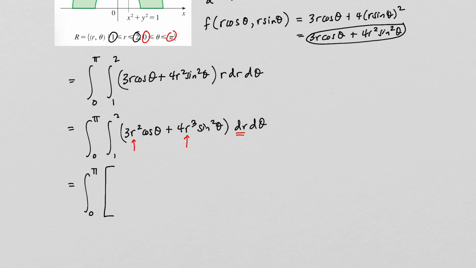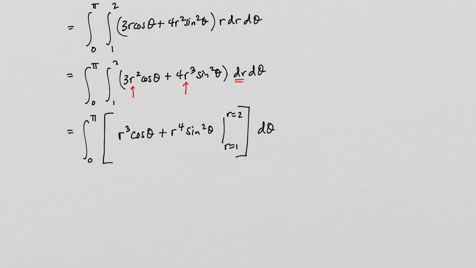When we integrate 3r squared with respect to r, we get 3r cubed over 3, which is r cubed. Cosine of theta is just along for the ride there. Plus 4r cubed, when you integrate that, you get r to the fourth. And then sine squared of theta is, again, just along for the ride. We're going to evaluate that from r equals 1 to r equals 2. And when we're done doing that, we'll then integrate with respect to theta.